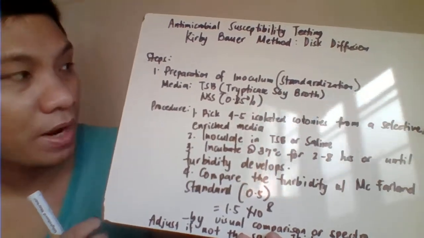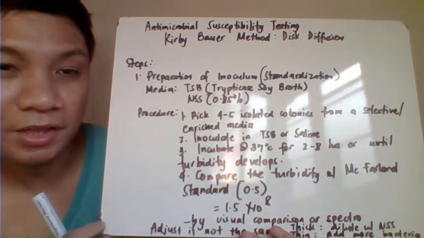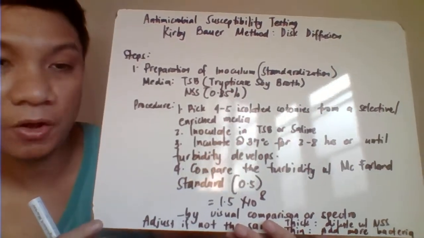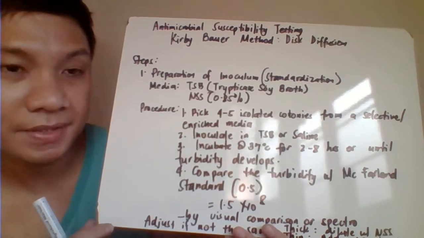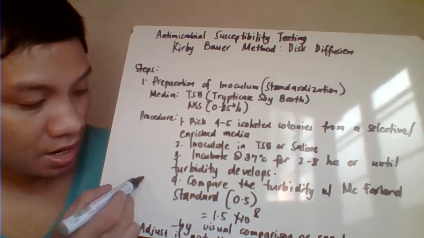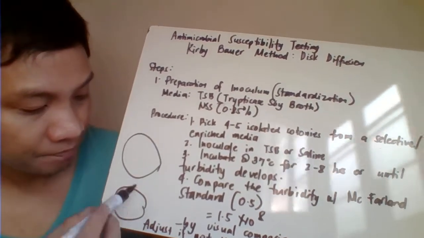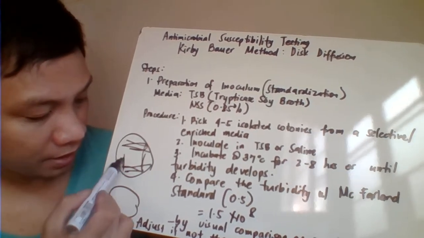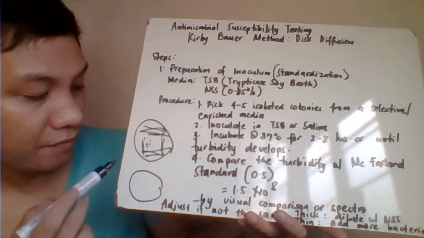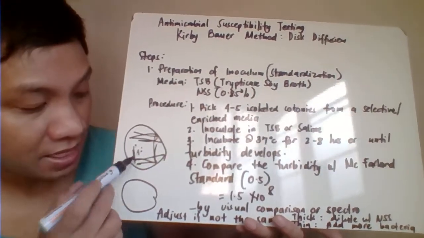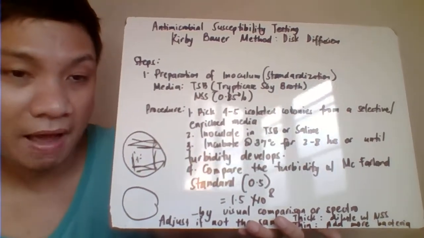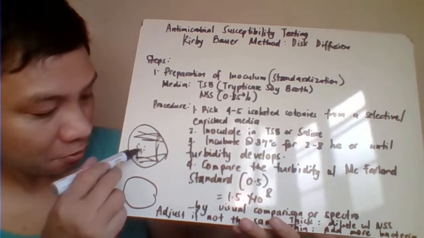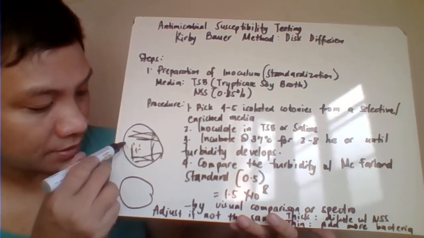Okay, procedure for this one, first, we're going to prepare your standardized inoculum. So how are you going to prepare your standardized inoculum? From your selective media, for example, this is your selective media, may nag-grow dito, then you have the isolated colony from that. So what you're going to pick up here would be the isolated colony. So ito yung mga isolated na colony.